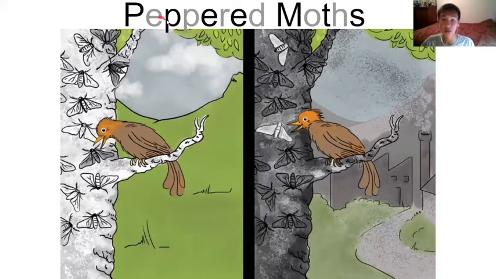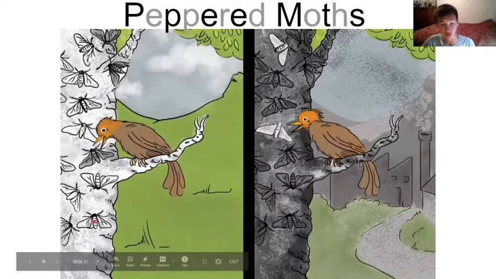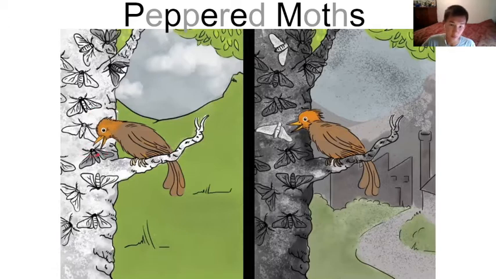Here we have the peppered moth. This is a very used example, and it's a very good one to understand. Here we have a white tree trunk, and these white moths here kind of blend in. They have some speckles on them, right? And they kind of blend in there. But then these black ones are the ones that are standing out. And so this bird is just seeing the black ones, just eating them.